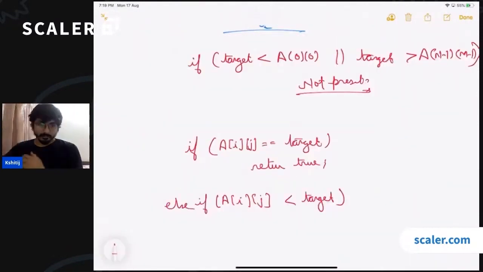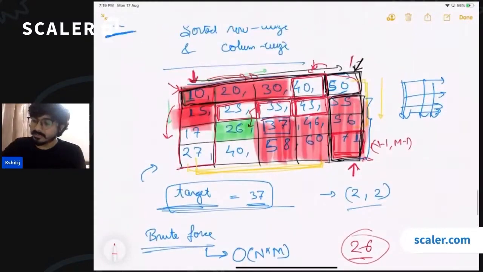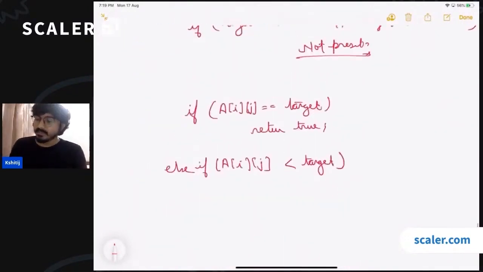You will be starting from the topmost corner, right? You will be starting your search from this top right corner. And if this element is equal to the target, then you can directly return true. Or if you are asked to return the coordinates, you can do that.